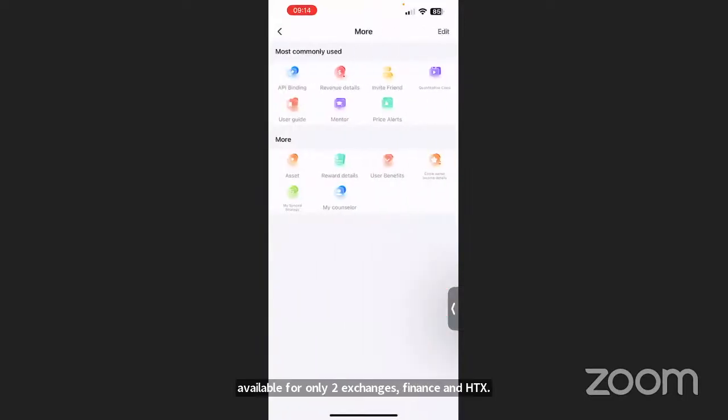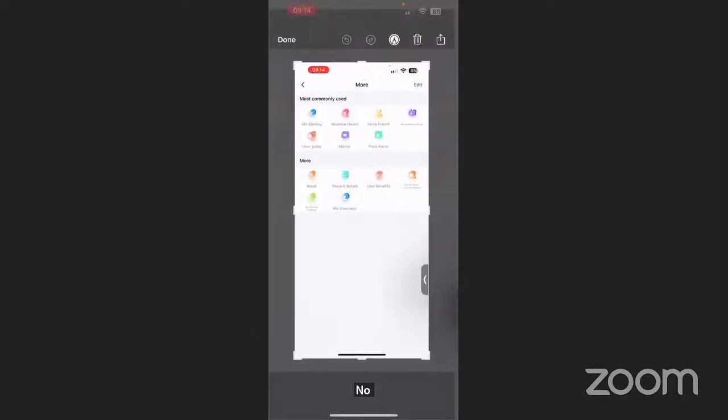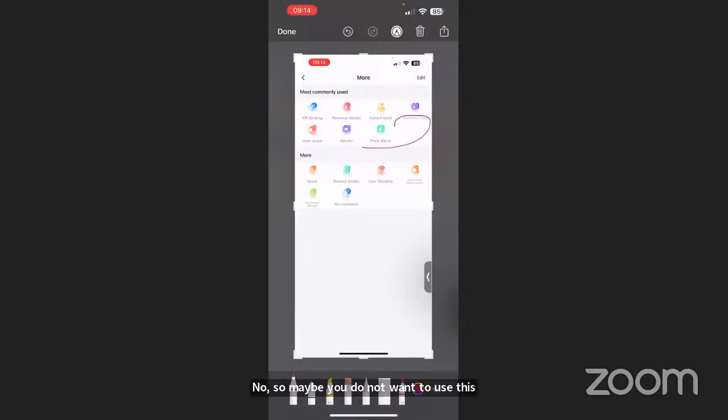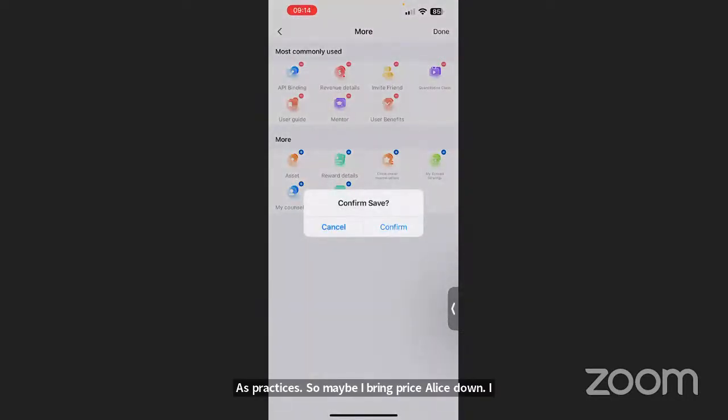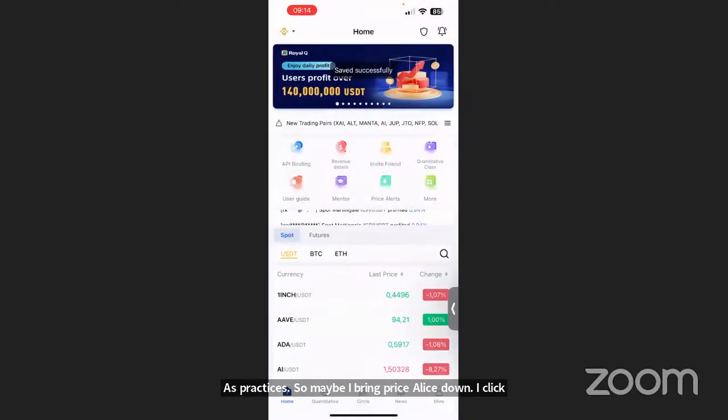More. Maybe you do not want to use some of these features. You can just tap on edit, and minus and plus will come. The one you don't want, you tap on the minus and it comes down. The one you want, you tap on add and it goes up. Let's practice it. Maybe I bring price alerts down. I click on user benefits, I click on done, I confirm to save. All right, sorry about that. Okay, so that is it about more.